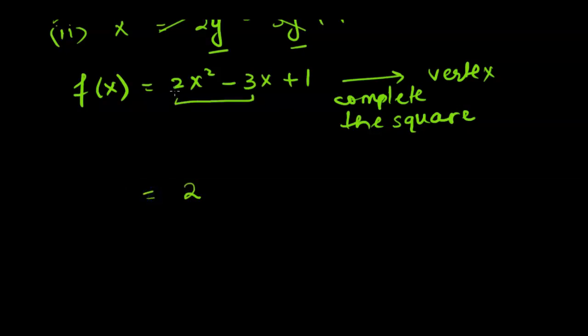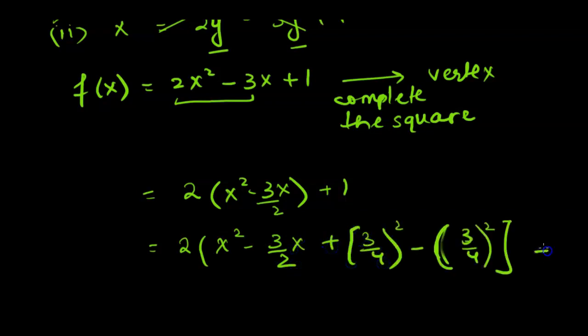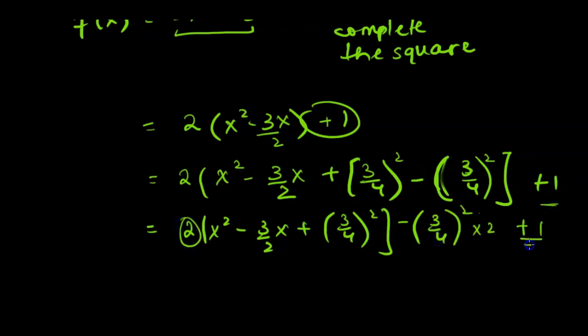From the first two terms, I'm going to take out the 2 as common. So I'll be left with x squared minus 3 by 2 x plus 1. I'll be doing x squared minus 3 by 2 x plus (minus 3 by 4) squared. I have this plus 1 outside. That's what I'm going to put down. I'm going to leave the 1 with the plus (3 by 4) squared inside the bracket, and the (3 by 4) whole square with a minus sign will be taken outside the bracket and will be multiplied by this 2. Plus 1 comes down as is.